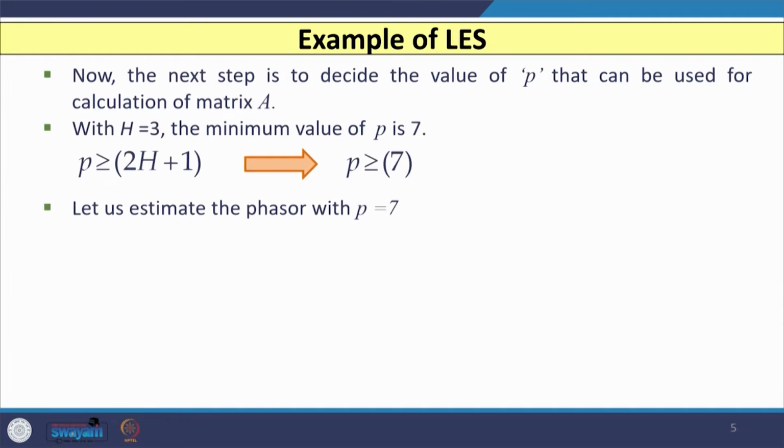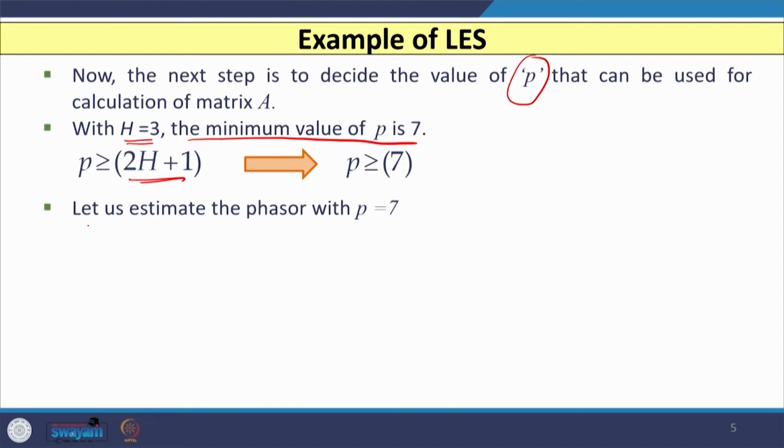The next step is to decide the value of P, so that it can be used for the calculation of the other matrices. We consider the value of H as 3, because we need to calculate first, third and fifth other than the DC component. So, the minimum value of P is 7 from this equation, 2H plus 1. So, 2 into H, which is 3, plus 1. So, minimum we require 7 samples to estimate the unknown values of fundamental, third harmonic, fifth harmonic and DC term.